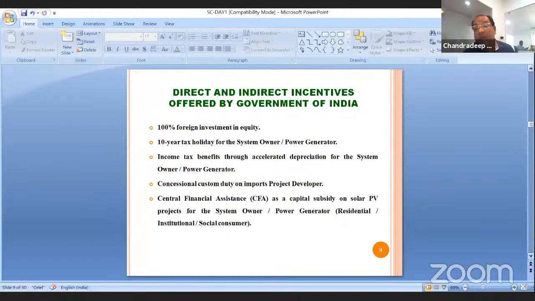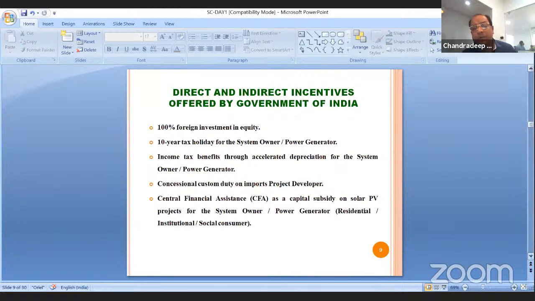Concessional custom duty. Now, I will tell you one thing: you do not need to import any part or component for the solar project. In solar, you need the module, the inverter, the module mounting structure, and the balance of system. Everything is manufactured in India. Not today. It started traditionally from 1985 onward. But the inverter, we used to import from abroad.